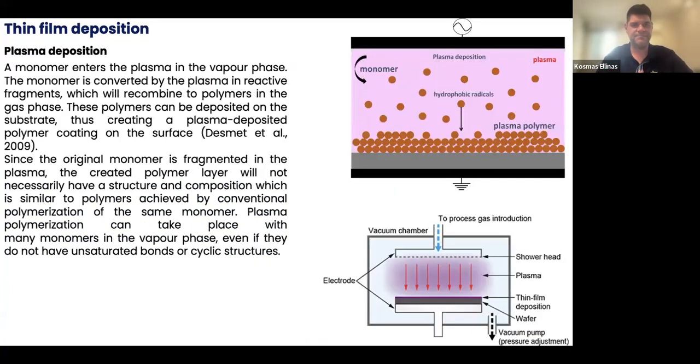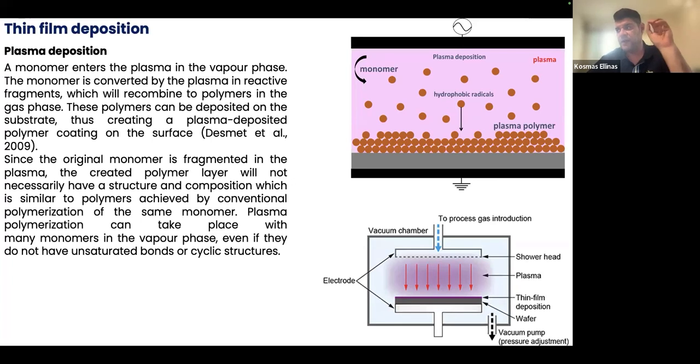can use other techniques. And except from plasma etching, which we mentioned earlier, we also have plasma deposition. So here, a monomer, again, a gas, is introduced inside the chamber, and it is converted by the plasma in reactive, let's say, fragments, in radicals, which will recombine to polymers in the gas phase. These polymers are deposited then on top of the surface of the substrate, which is shown here as gray. And you can have really homogeneous films created inside a plasma deposition system.